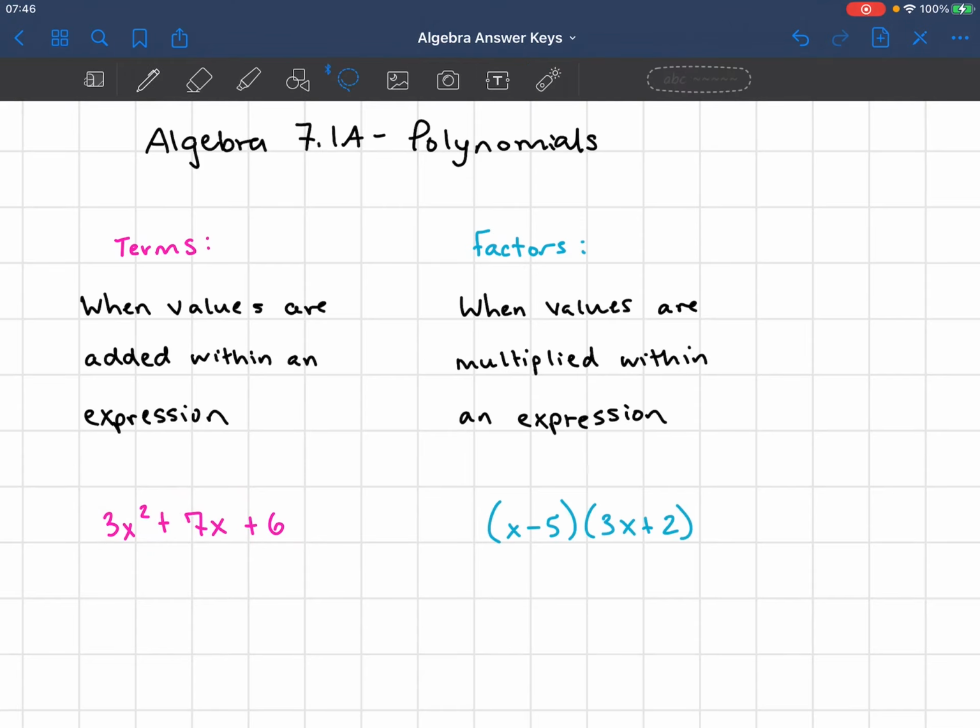For an example of factors, in this case we have x minus 5 in parentheses times 3x plus 2 in parentheses. Both of these are factors. X minus 5 is a factor, so all of this, and 3x plus 2 is a factor, all of this.